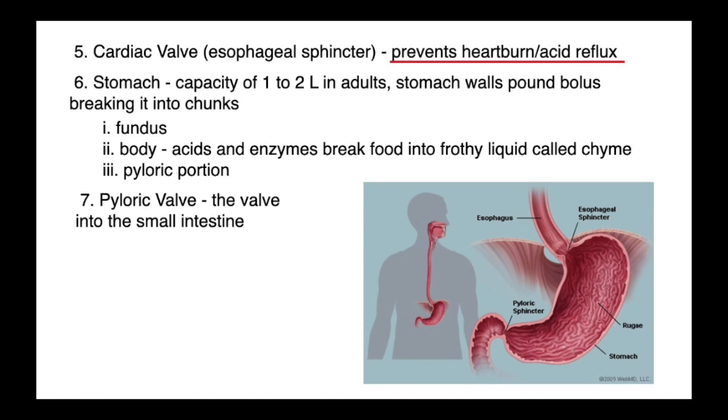So then we have what's called a cardiac valve. It's a sphincter or a doorway, and that prevents heartburn and acid reflux. I'll do that in a second. I'll show you what I mean there.